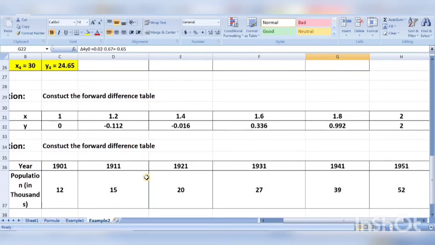In our next lecture we will see the Newton's interpolation formula for forward difference and how we solve the example using this forward difference table.